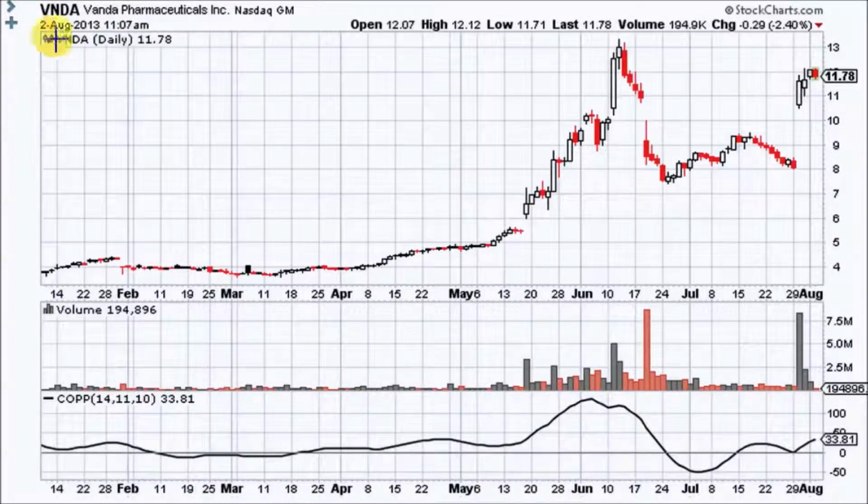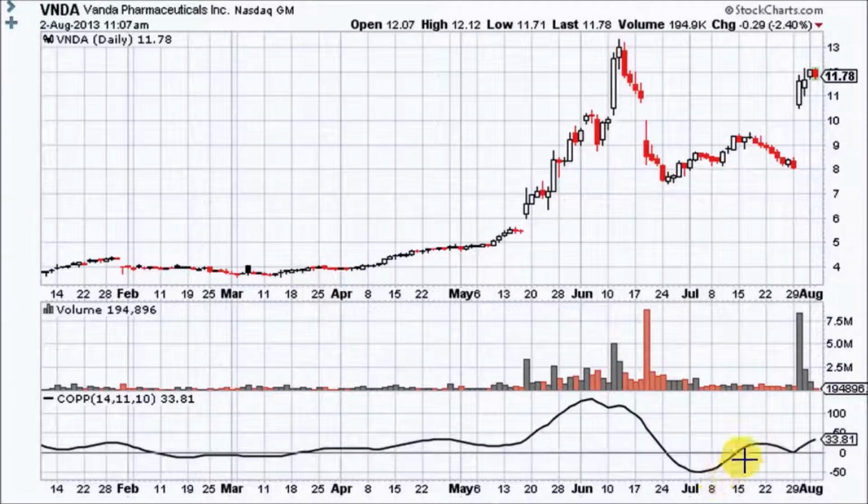Now on this chart for VNDA, the Kopuk curve only gave 2 buy signals, one right here and one right here, when it dipped below the zero line and then crossed up through it. This one worked pretty good. If you bought this buy signal right here, you were in at $4 and the stock ran to over $13.